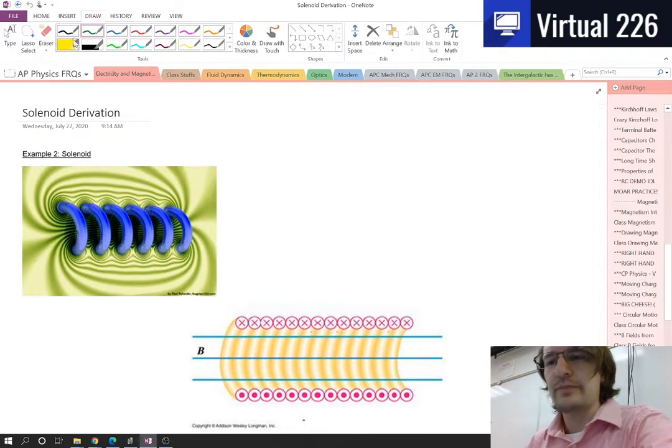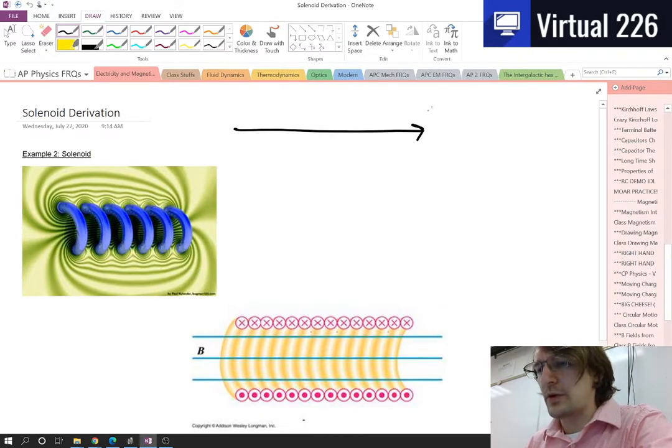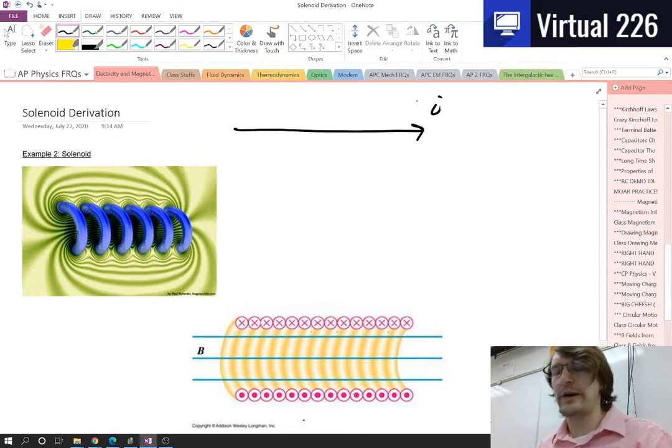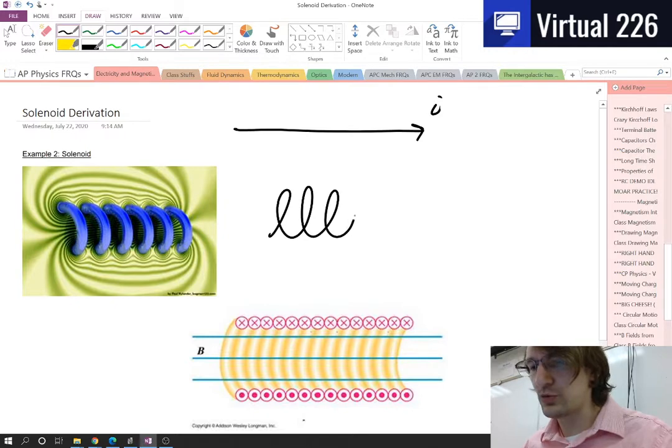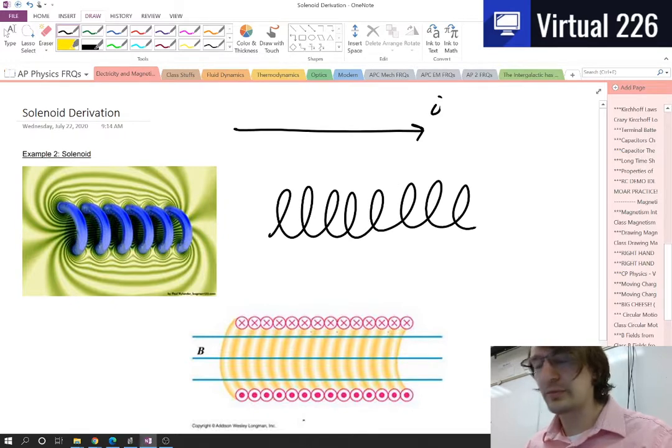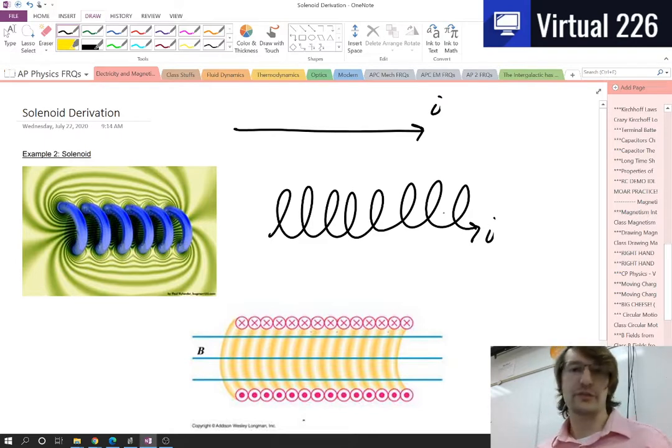Now, what is a solenoid? Well, take a wire with a current running through it, and instead of having it be a straight wire or even just a single loop, imagine that you have a loop on loop on loop on loop, just like that, with a current running through it. This is a solenoid. Solenoids are inductors whenever we use them in circuits, but we'll talk about inductors later.